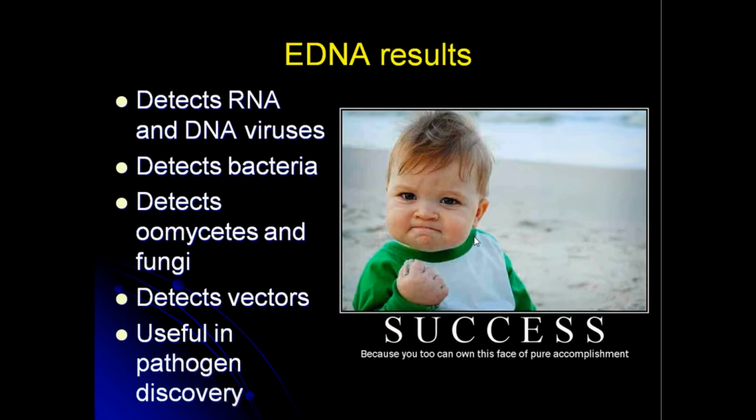So bottom line, it's done everything we need it to do. It detects RNA viruses, DNA viruses, bacteria, oomycetes and fungi. It can detect vectors. It's useful in pathogen discovery, and we're incredibly pleased with how well it's going. Which isn't to say we're quite done with it yet. There's still some refinement that needs to happen, but at least it's got the potential to do a lot of the things we need it to do.